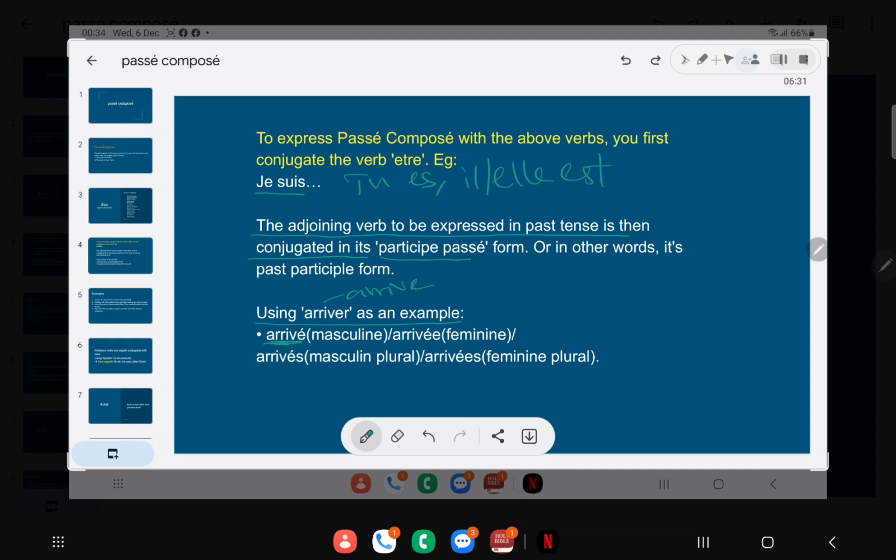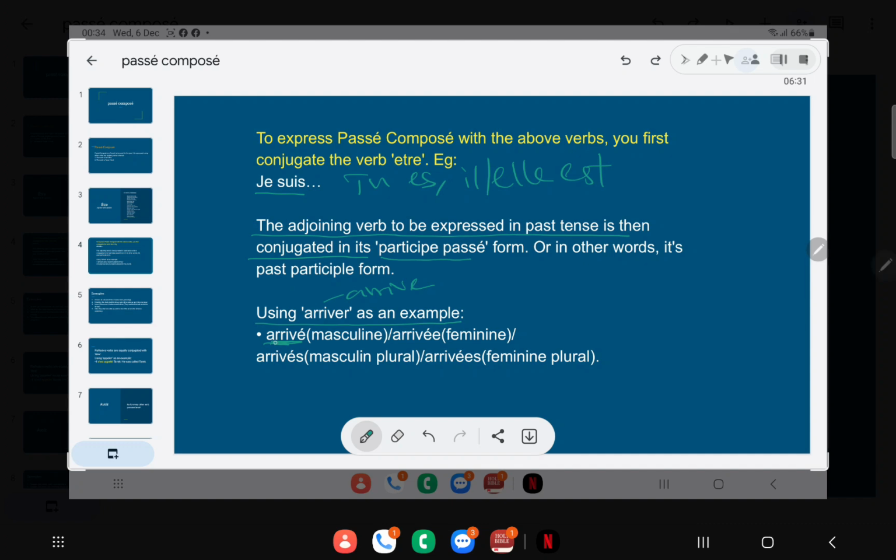So, one other thing, I left out something very important. The past participle form of verbs to be conjugated using être, they agree in gender and in number with the subject in the sentence. That is the person carrying out the action, carrying out the verb. So they agree in gender, they agree in number.